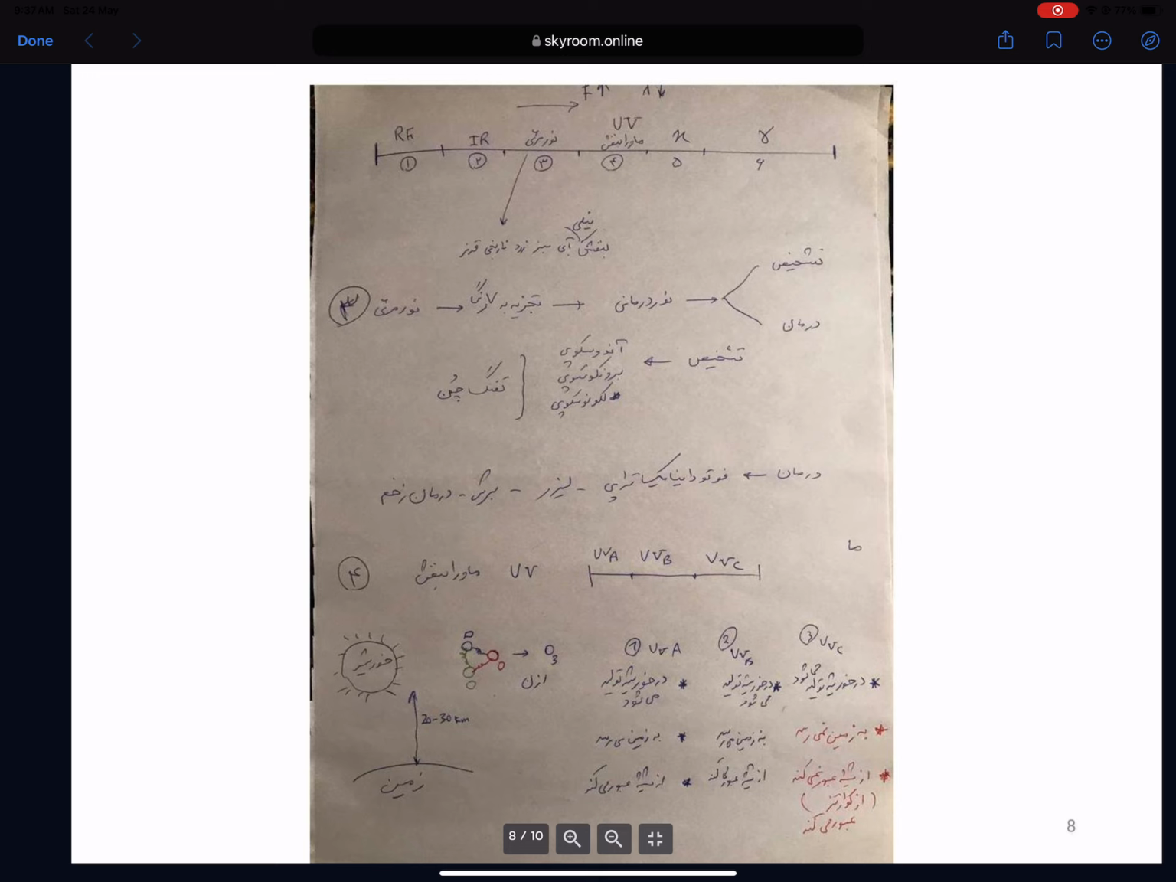this was about UV, and UV is very important for me because, especially UVC, it's very dangerous and it's cancerous. If you have any question, please let me know and I can go further to the fifth region. The fifth region is called X-ray, and the sixth region is called gamma ray. If you have any question, please let me know.